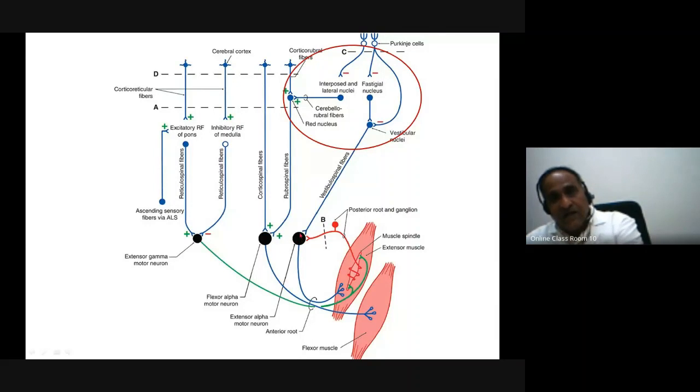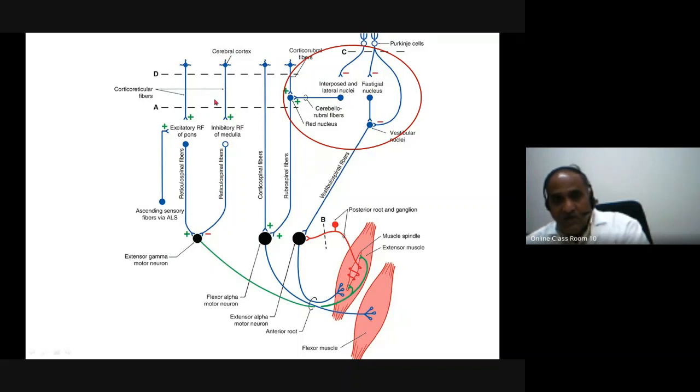Okay, then we have the corticorubral fibers; this is the red nucleus here. Corticorubral fibers are excitatory to the rubral, and rubrospinal is excitatory to the flexor group of muscles. That is why we saw, in the decorticate preparation, the upper limbs flexed. In decerebrate preparations, all the limbs are extended. So the rubrospinal is excitatory to the flexor group of muscles. At the same time, when this is exciting, this gets inhibited through the reciprocal contacts.